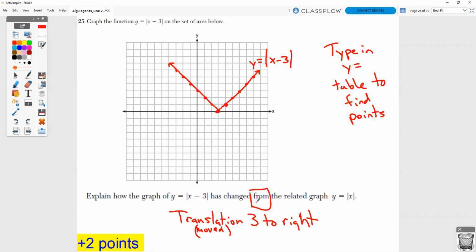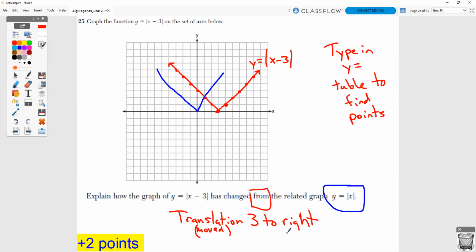Explain how the graph has changed from a related graph where it's just the absolute value of x. So how does it go from the absolute value of x to the absolute value of x minus 3? Well, subtracting 3 from just the x makes it a translation of 3 to the right. If we actually went through and graphed this one, all right, it would look like this. I'm just going to sketch it real quick like that. So we really moved 3 to the right.